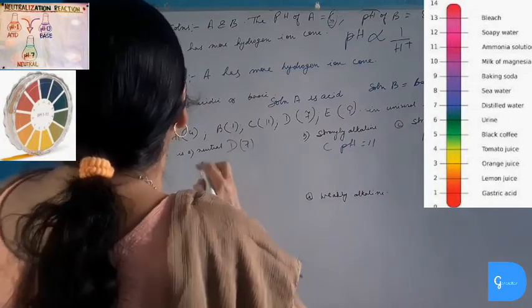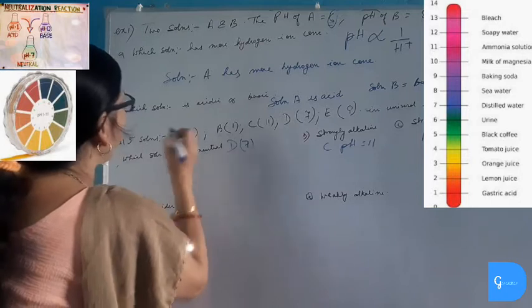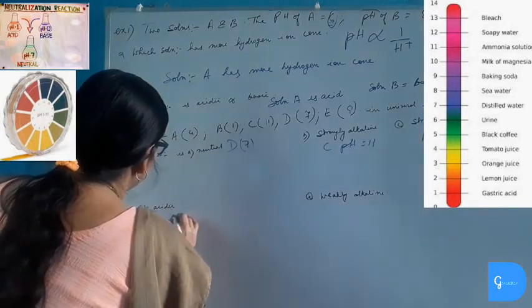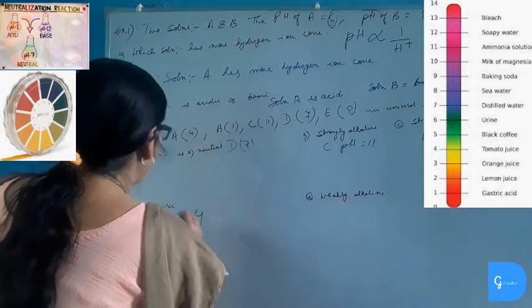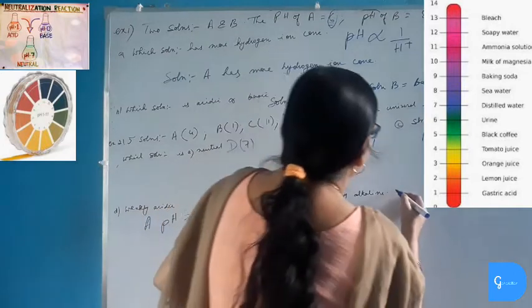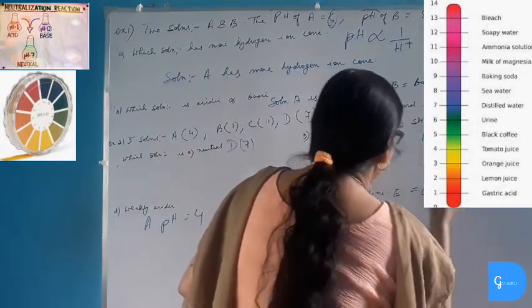Weakly acidic. Weakly acidic will be A because A is having pH value 4 which is less than 7. A is weakly acidic. It is having pH value of 4. Weakly alkaline. Weakly alkaline will be E because E is having pH value 9.